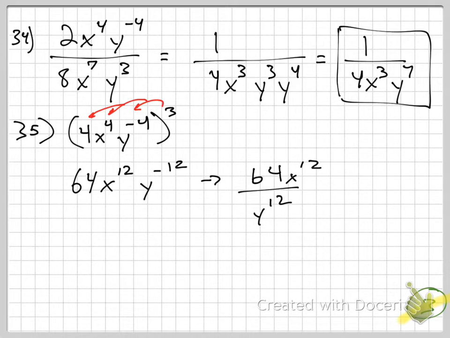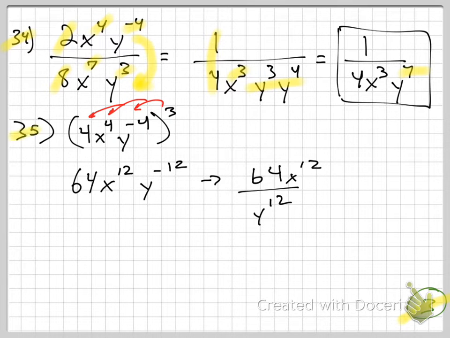Let's look at some level 3 problems. So this number 34 is a more complex fraction problem. We know that 2 over 8 is 1 over 4. We know that 4 minus 7 is negative 3, so those 3's are going to be on the bottom. We know that negative 4 minus 3 is negative 7. Or we know that this 4 comes down, which you see over here. Right? So if we just bring it down, we know y to the 3rd times y to the 4th is y to the 7th. Okay.